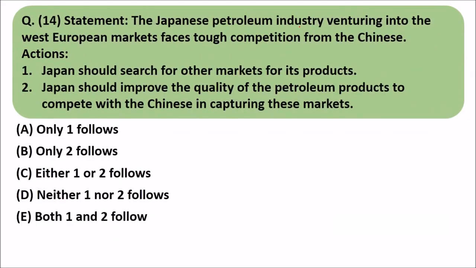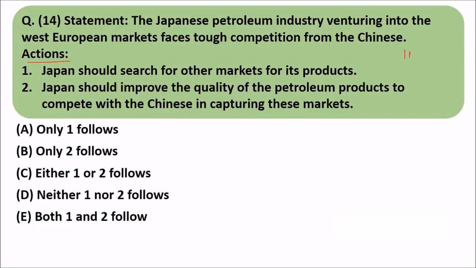Statement: the Japanese petroleum industry venturing into the West European markets faces tough competition from the Chinese. Action 1: Japan should search for other markets for its products. Action 2: Japan should improve the quality of the petroleum products to compete with the Chinese in capturing these markets. Now blindly, since you have seen question number 13, you can simply mark both and say that both of them follow or either 1 or 2 follows. But please pay attention over here, okay.